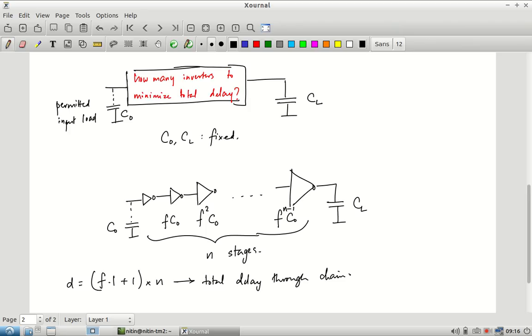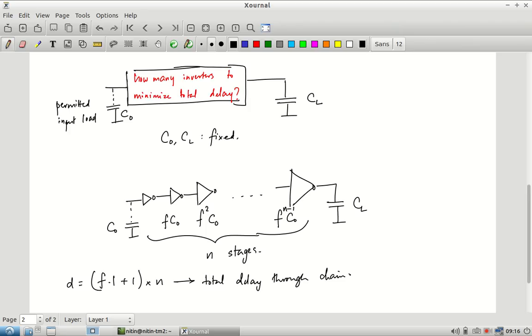Okay, I want to make that very clear once again. If you don't know anything else about the circuit, you choose f is equal to 4. What is it that you could know about the circuit that will change the entire thing? What can I freeze over here? Actual CL and C0 are given. Those are anyway frozen. Number of stages.